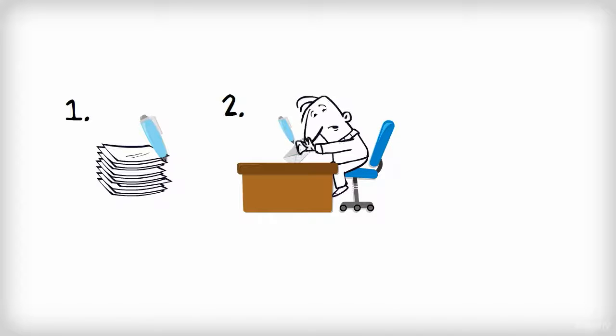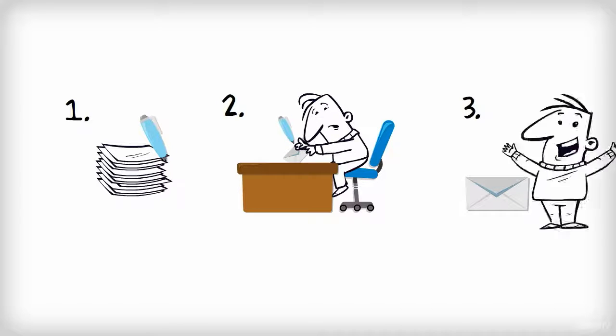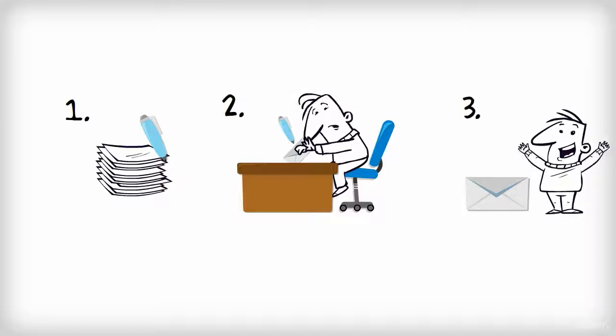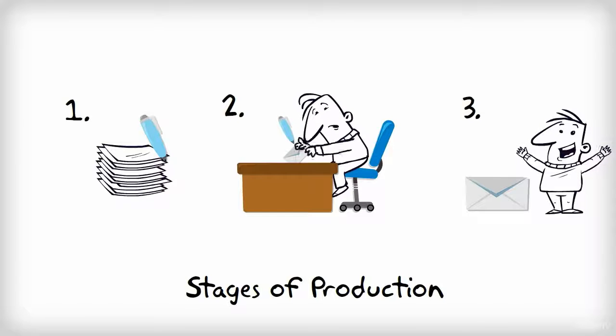To produce an envelope, one needs pieces of paper and glue. They need to take the piece of paper, fold it in a certain way, and apply glue on certain parts of the paper. When the proper instructions are followed, we will end up with a finished product, an envelope that we are ready to sell. These three steps are the three stages of production.